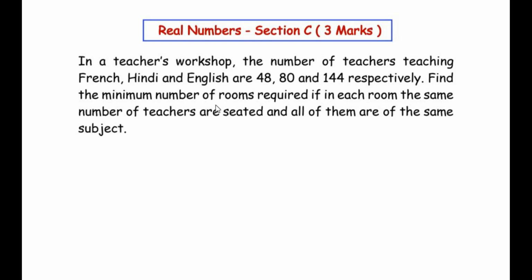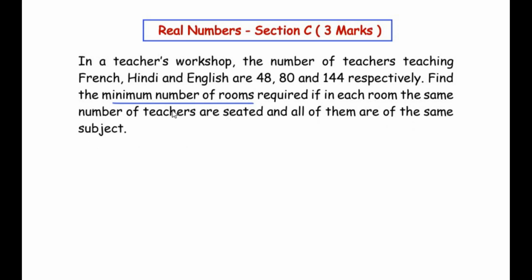Now let us try to understand the question first. So there is a workshop in which French, Hindi and English teachers are participating. So these are the number of teachers who are going to participate. So for the workshop, we have to look for the minimum number of rooms in such a way that the same number of teachers should be seated in each room and they should be of the same subject.